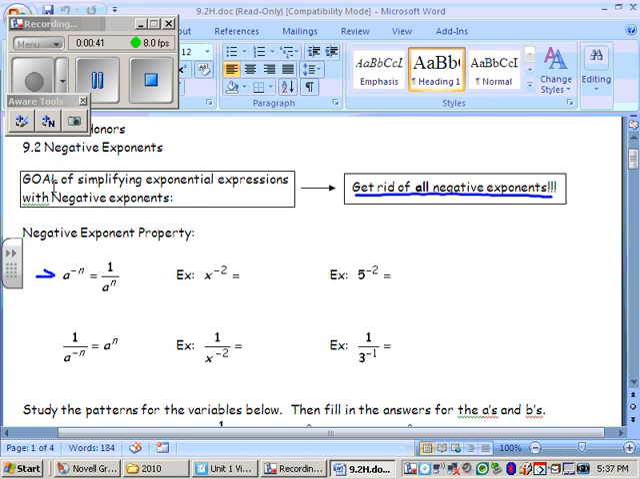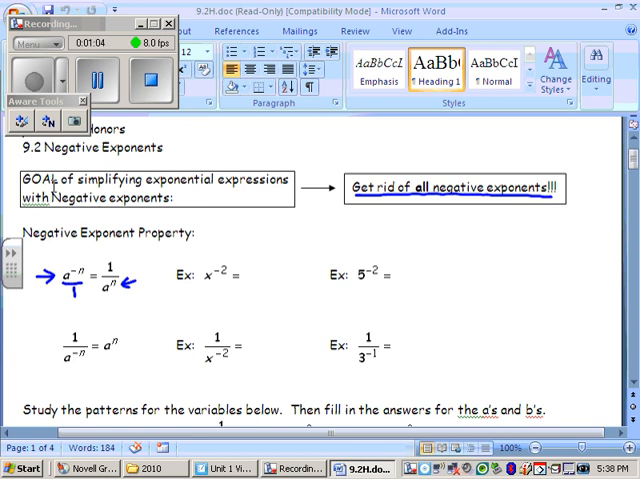So right here we have a to the negative n. When there is a negative exponent, you want to take its reciprocal, which means to flip the fraction over, and when you do, the exponent will become positive. So notice a to the negative n gives us the answer of 1 over a to the n.